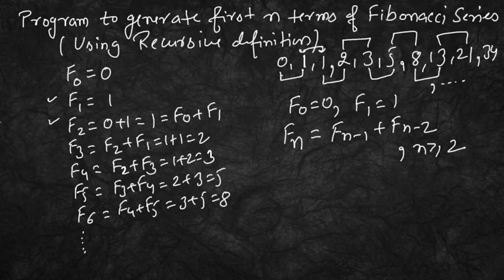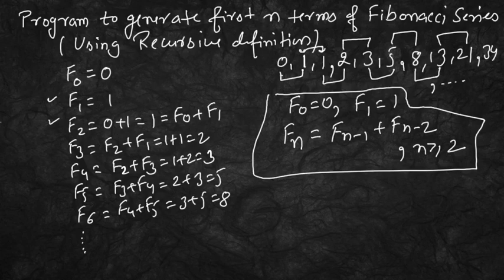So this Fibonacci series we have to generate, and this question is very important from the examination point of view. This is the recursive definition: the first term is 0, the second term is 1, and this recursive relation we have to use during the programming. So now we will generate the first n terms of the Fibonacci series using the recursive function, or the recursive definition.